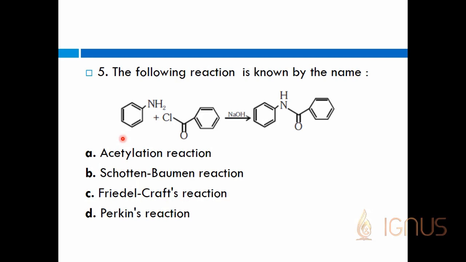Question number 5. The following reaction is known by the name. Option A, acetylation. Option B, Schotten-Baumann reaction. Option C, Friedel-Crafts reaction. Option D, Perkin reaction. Try to find the answer.